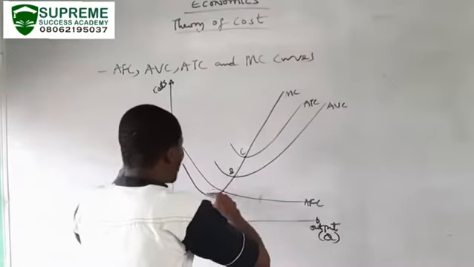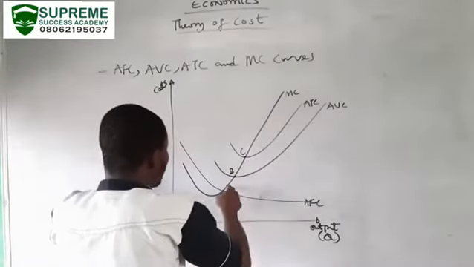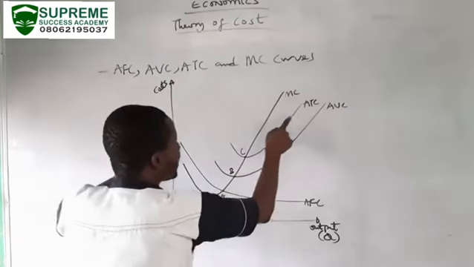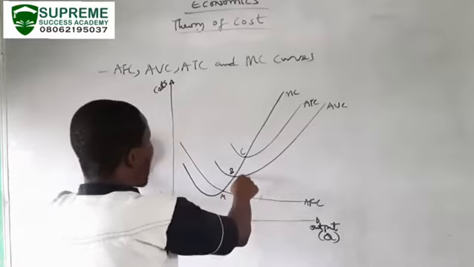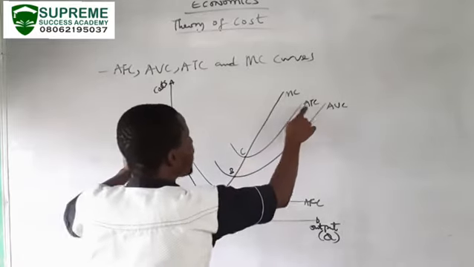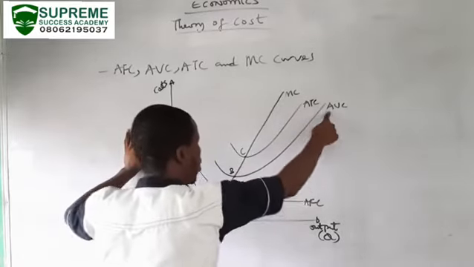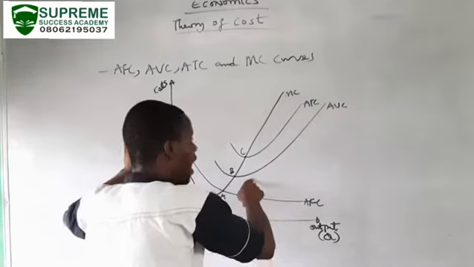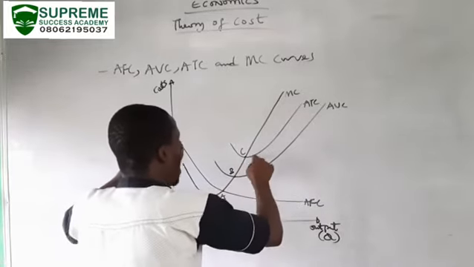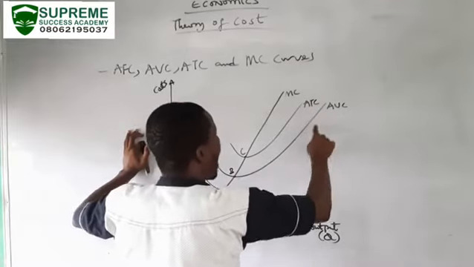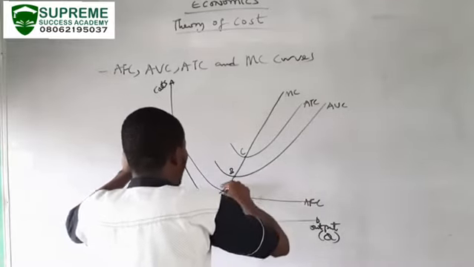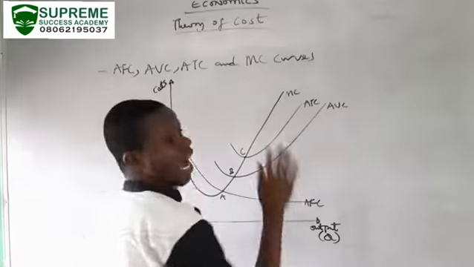And the marginal cost curve will always lie below the average total cost curve and average variable cost curve anytime both are falling. At the same time, when the average total cost curve and average variable cost curve are rising, marginal cost will also rise.